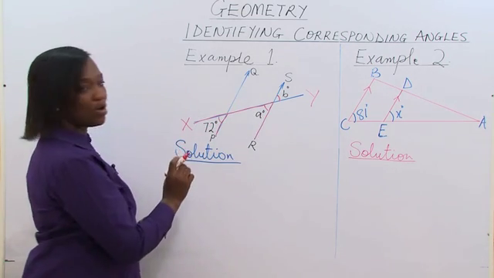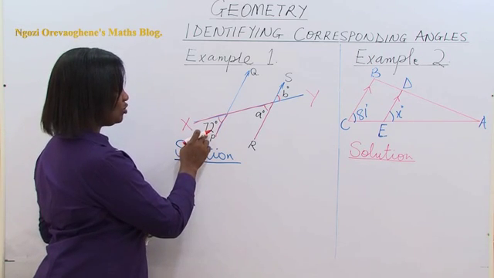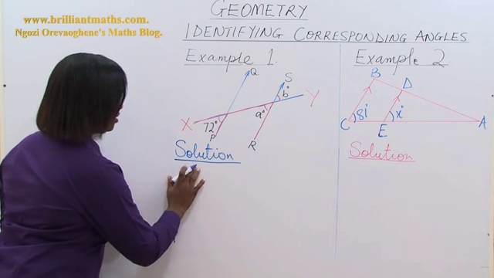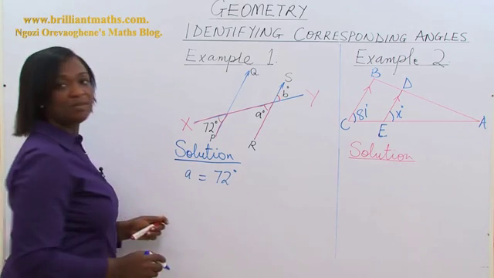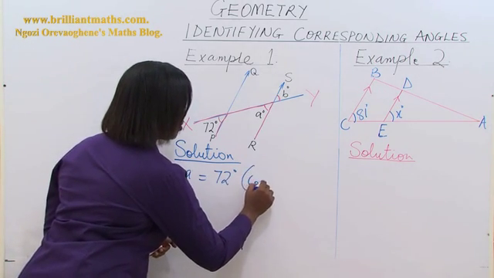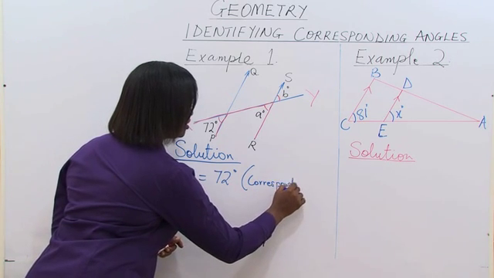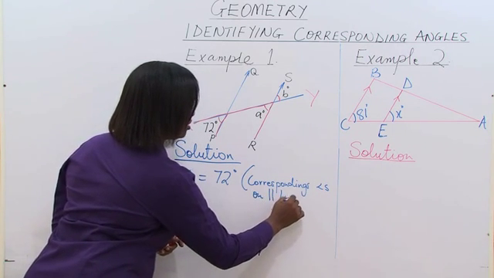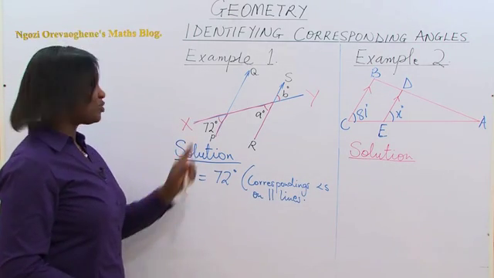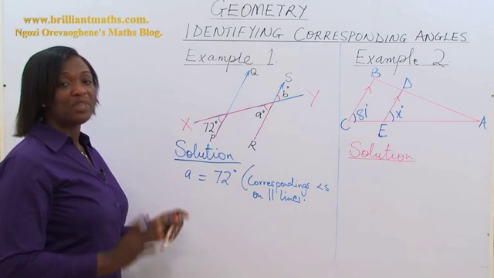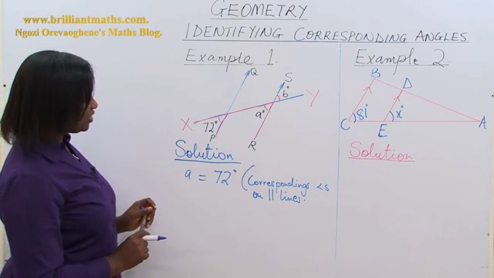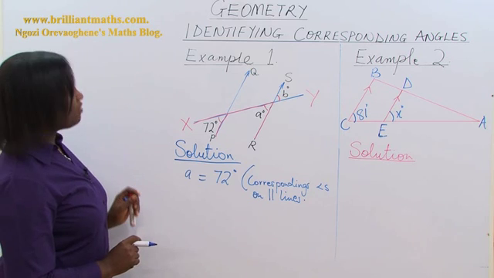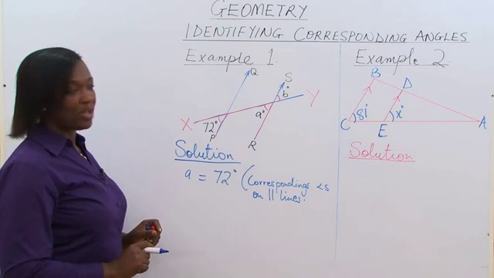So angle A is corresponding to this angle. Therefore, it is equal to 72 degrees. The reason is corresponding angles on parallel lines. Remember, we mentioned that corresponding angles are only equal if the lines that form them are parallel. So having found that angle A corresponds to 72 degrees, what is the value of angle B?